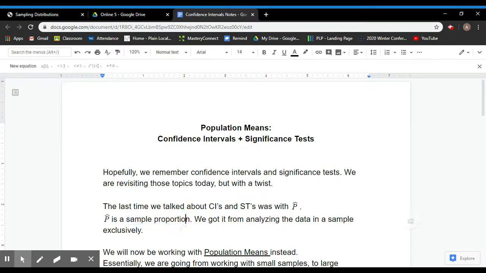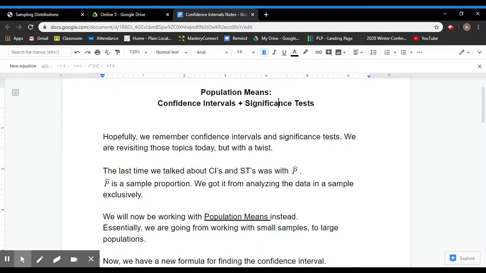In those problems, we were given a sample. We worked with that sample exclusively. We had to find a couple different things about it. We could find p-hat and then do confidence intervals or a significance test. But that was only based on a small little sample. What we're going to be doing now is working with entire populations, so a much bigger number of people.